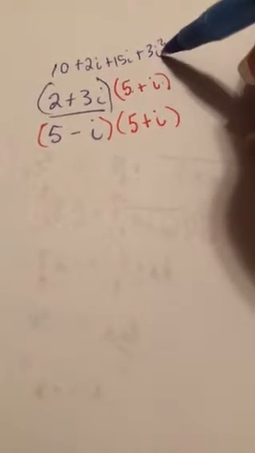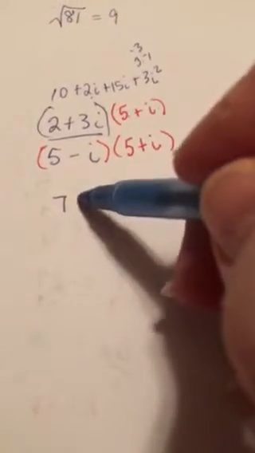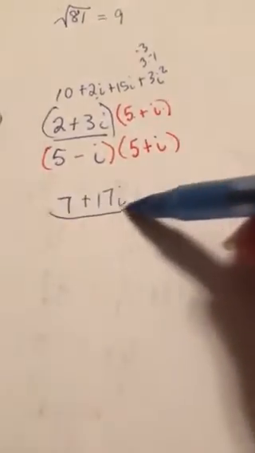And this makes that a -1, so it's really 3 times -1 there. So we have a -3 and a 10. So on top we have 7, and then the 2i and the 15i would be 17i. That's the top part.